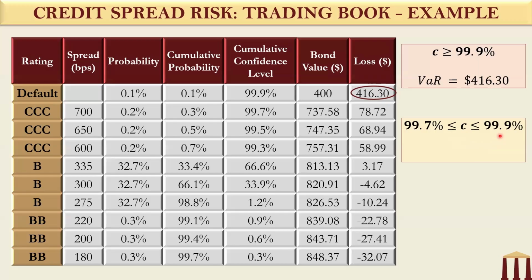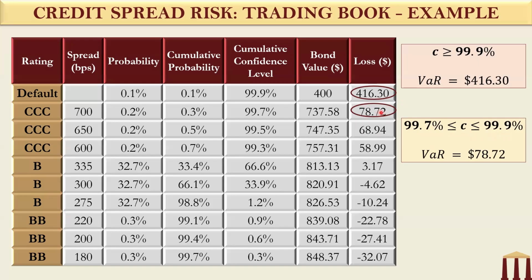we used to draw a line, we used to visualize this properly, that as soon as you cross the 99.7% zone, you are actually in the next zone where you can calculate the VAR for any confidence level above 99.7. So that's the same idea that we'll be using over here. So between 99.7% and 99.9% confidence, for any confidence level, if you measure the VAR, you'll get 78.72. Okay, so that is the idea.